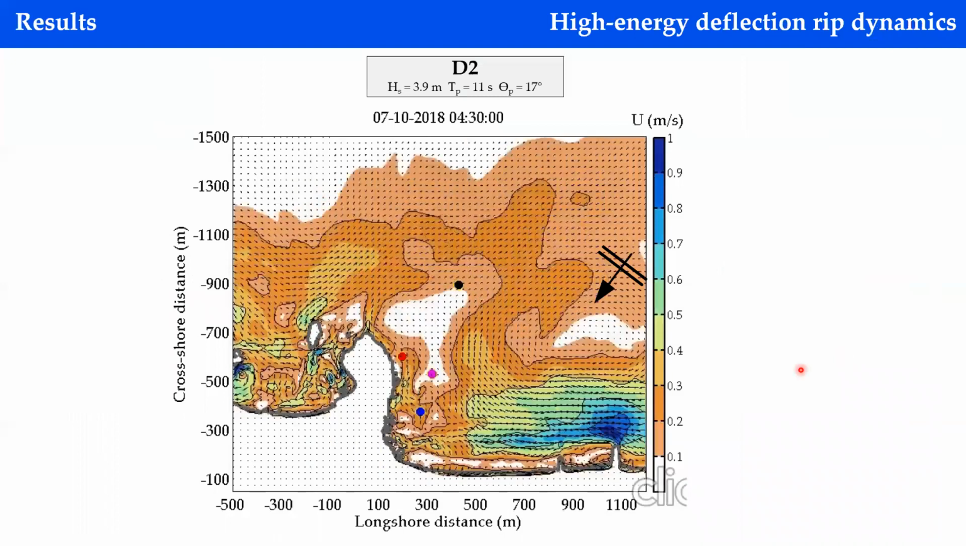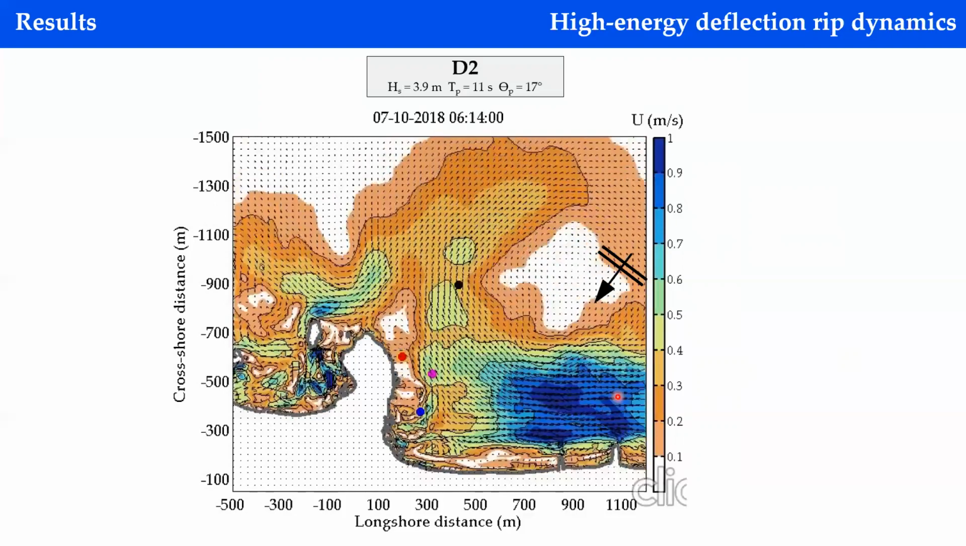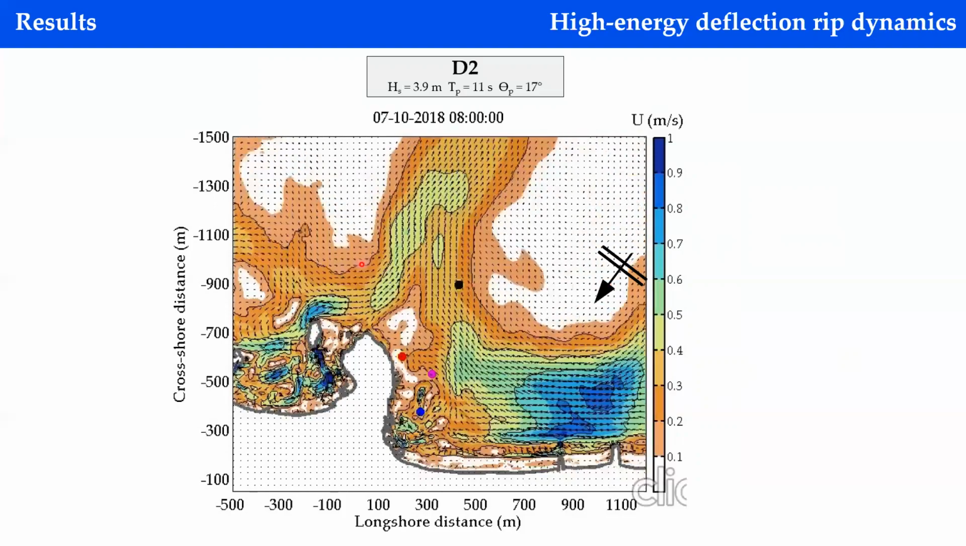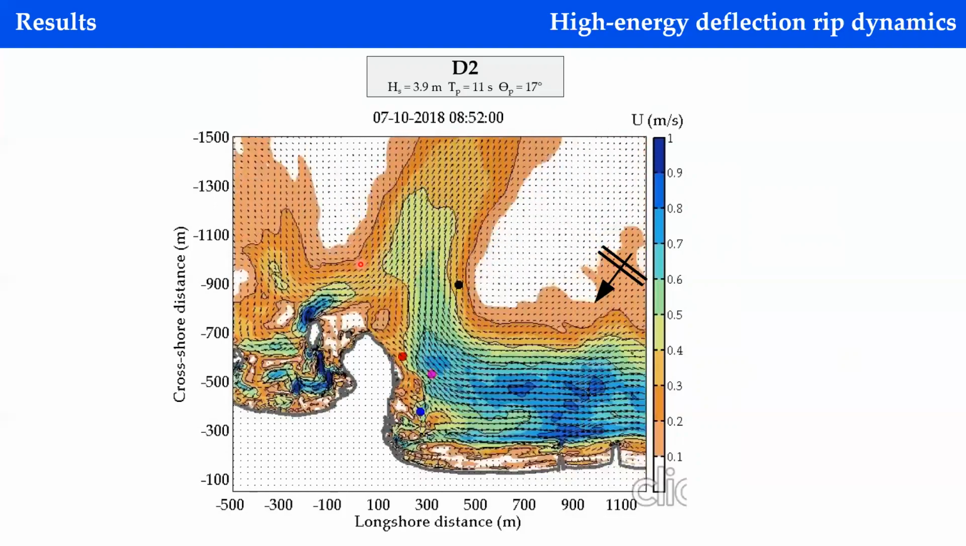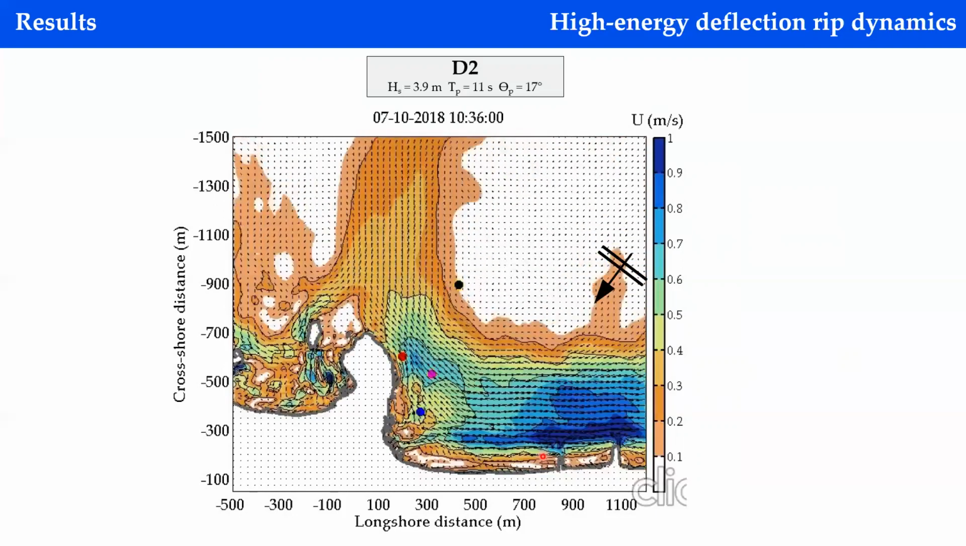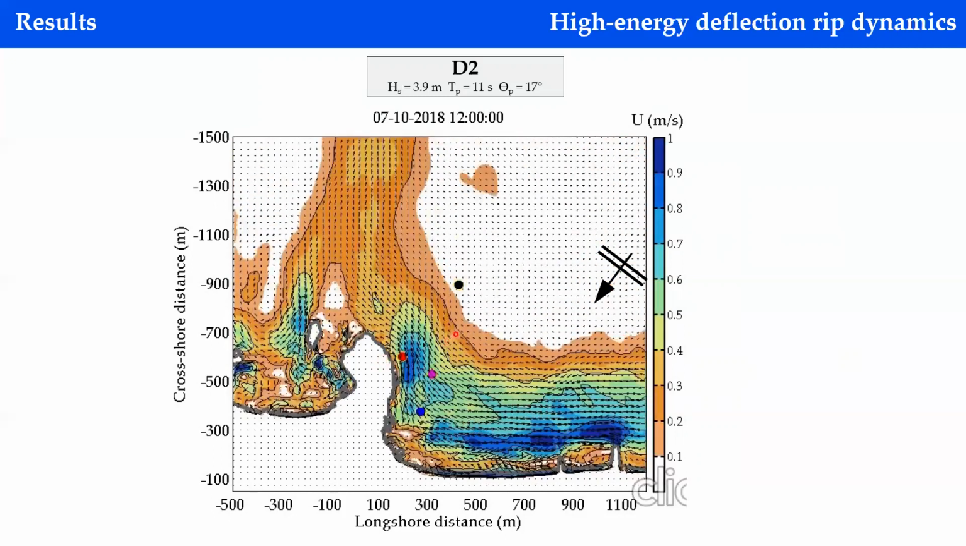So if we have a look at the animation of the currents, we see the longshore current here that is further deflected by the headland offshore. In short, the first two main observations that we see here are that the surf zone width is strongly correlated with the width of the deflection rip here, and also the mean flow of the next embayment here strongly influences the deflection pattern, at least the rip head here.